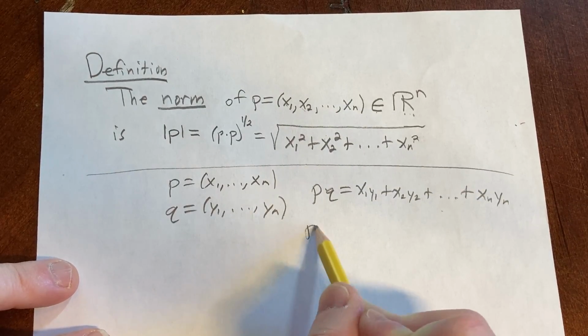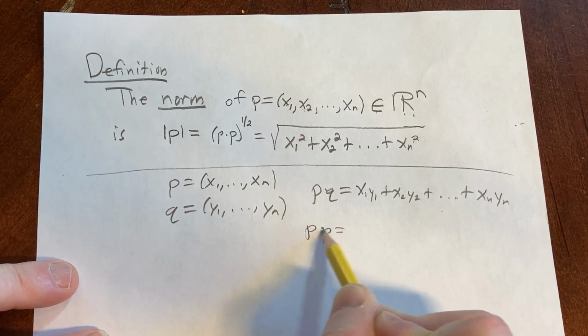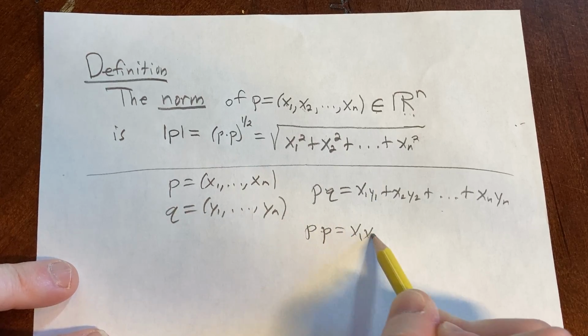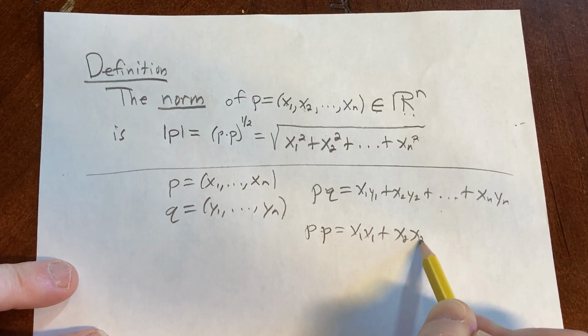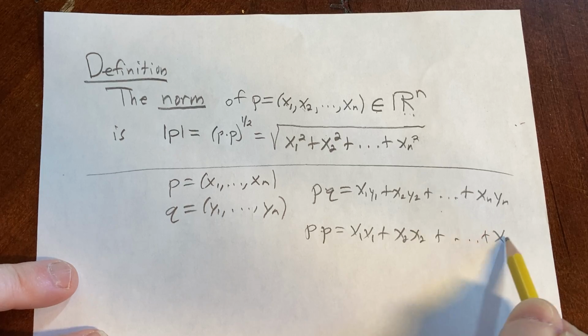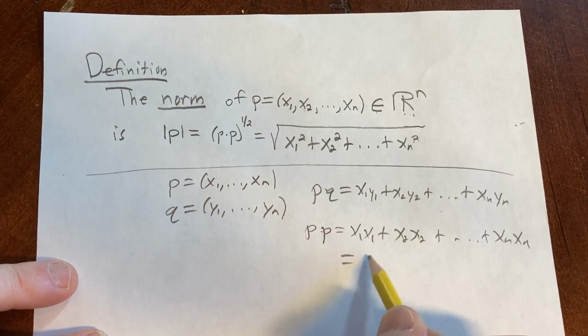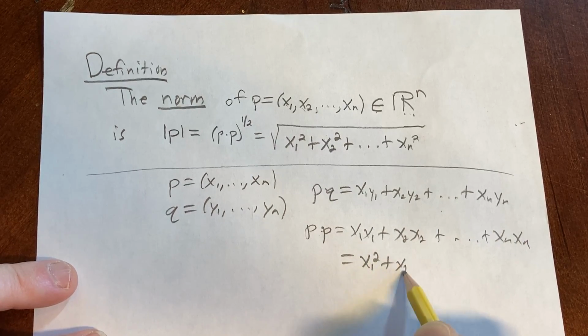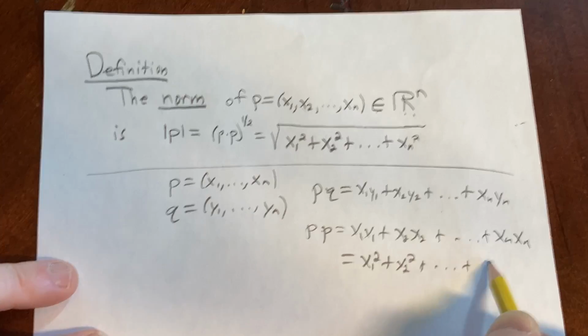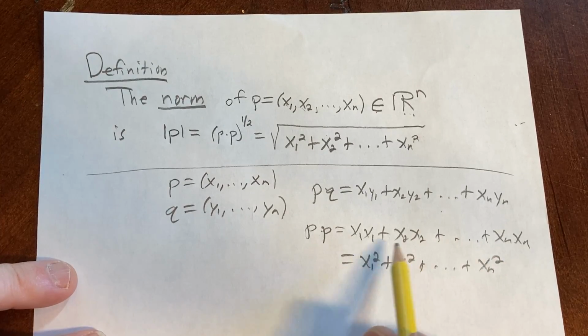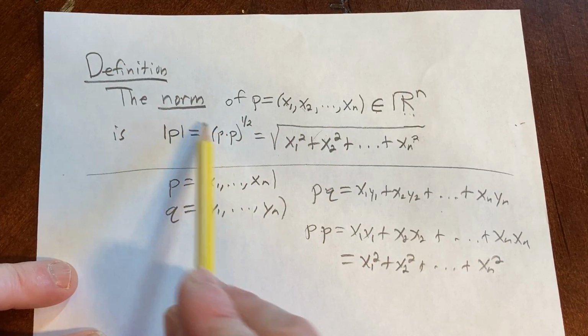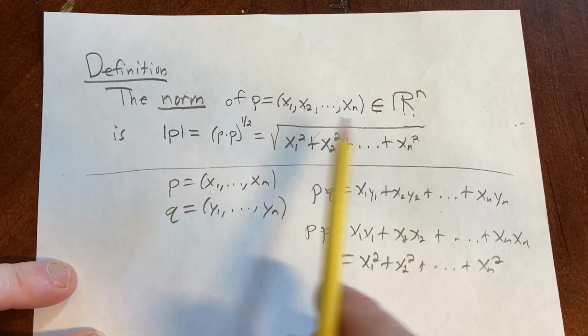So when you do P dot P, right, it's just the same thing. So it's x1 times x1 plus x2 times x2 plus and so on through xn times xn. But what's that? That's going to be x1 squared plus x2 squared plus x sub n squared. So you're dotting it with itself, and that's where the squareds come from. It's from the inner product in the definition.